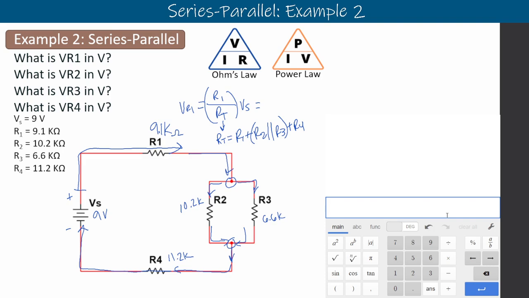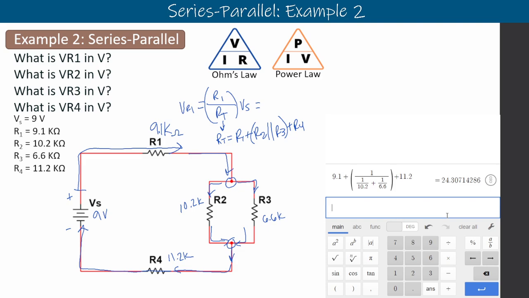So we know that our total resistance is going to be that 9.1 plus the combination parallel here of 1 over 1 over 10.2, it's in kilo ohms still, plus 6.6, plus 1 over 6.6. We'll close that off and we'll add our final series resistor there of 11.2. So now we're given 24.3 kilo ohms as our total resistance.